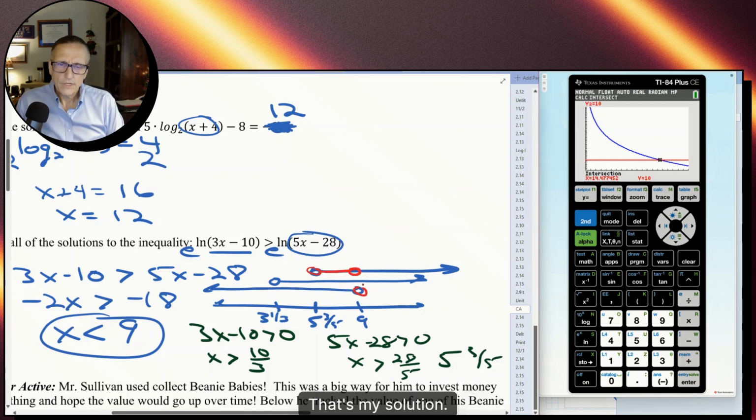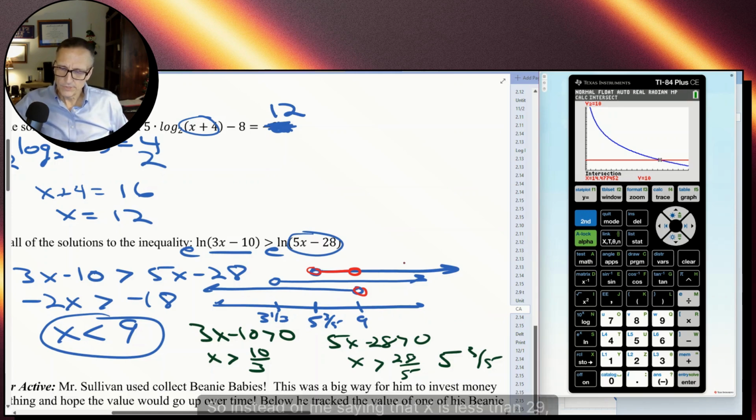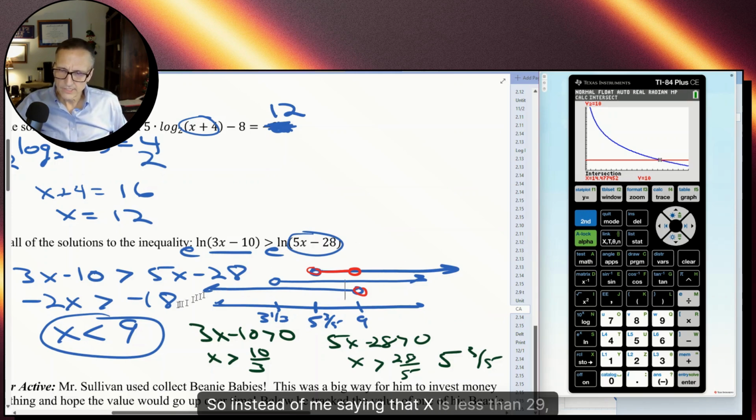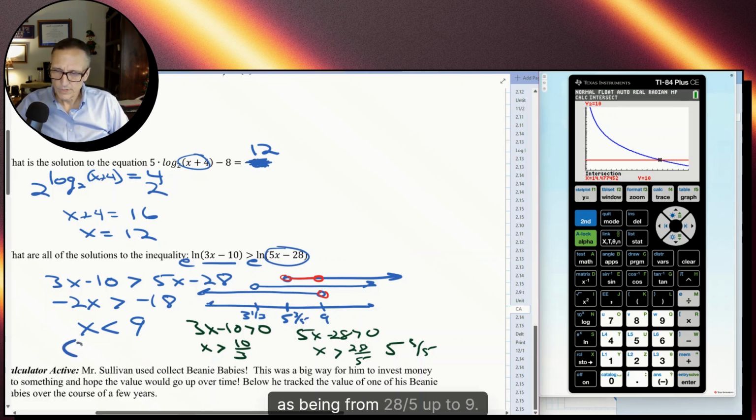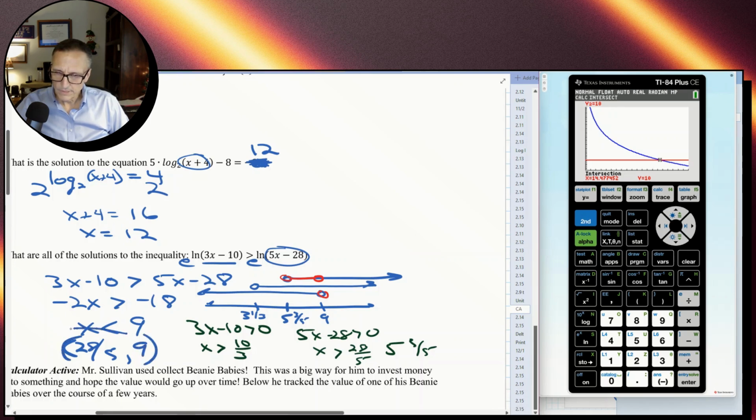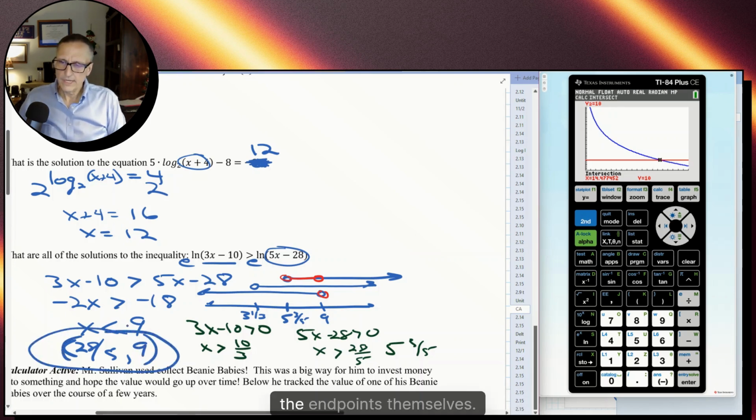That's my solution. The only x values that meet all three of those requirements are going to be from 28/5 to 9. So instead of me saying that x is less than 29, no, I'm going to give my answer as being from 28/5 up to 9. And I'm using parentheses for that interval because I'm not including the endpoints themselves. So I have to put those in parentheses.